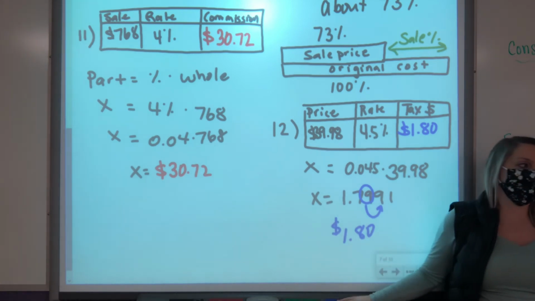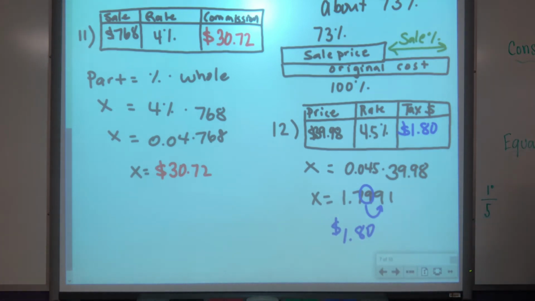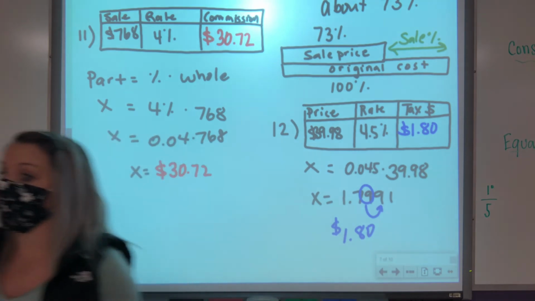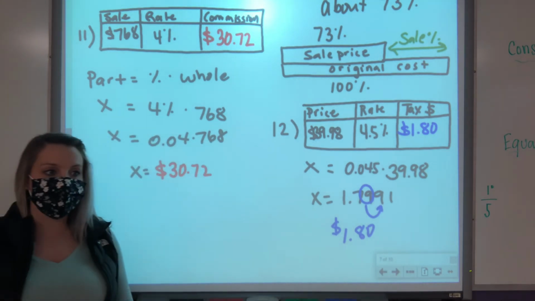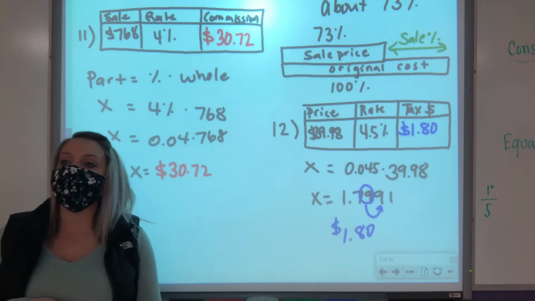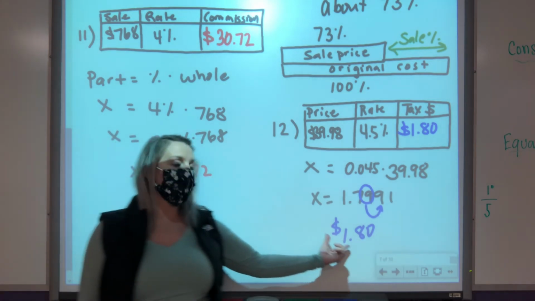So let me ask you a question. Do you give someone $39.98 and then give them $1.80? You could. What do you usually do? Just give them all of it. You give them all of it at once. So there's two different questions that can be asked in this situation. What is the sales tax? And what's your total with tax? If I were to ask you what your sales tax is, I'm looking for $1.80.